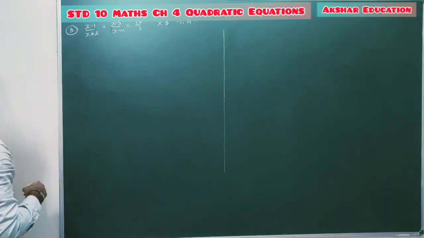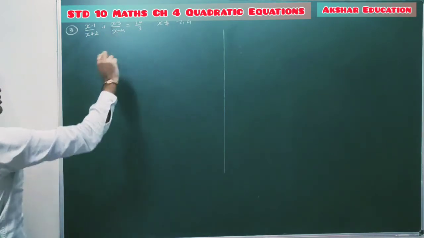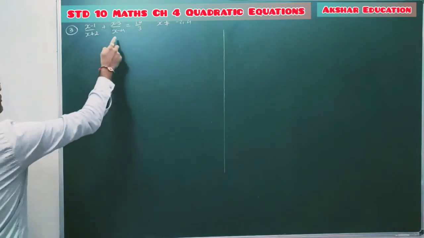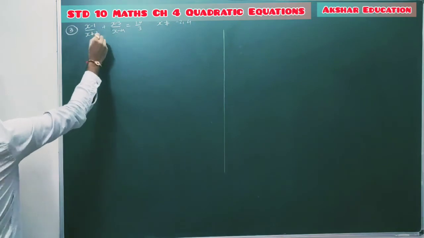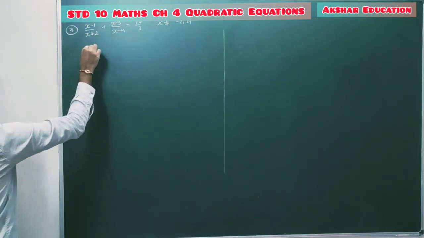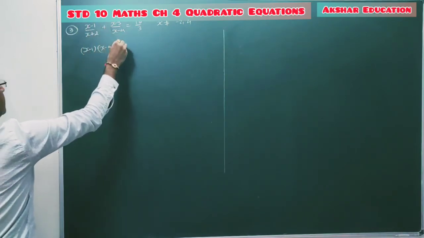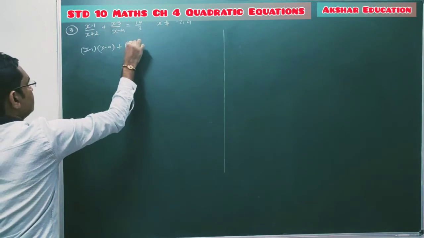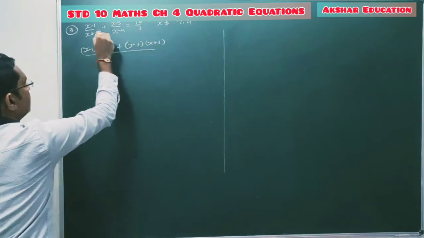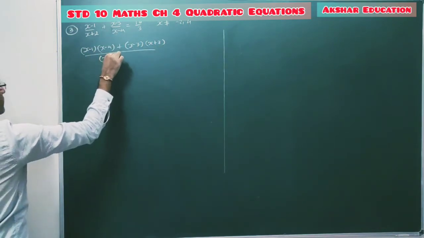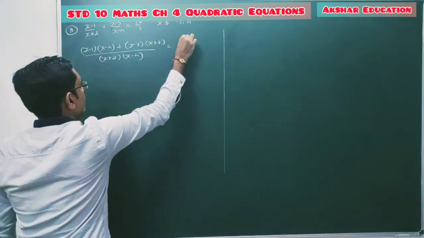Okay, now question number 3. We have to solve this equation by using the quadratic formula. So first you have to convert this given equation into the standard form of a quadratic equation. For the simplification, take x plus 2 and x minus 4 as the LCM. So cross multiplication: it will be x minus 1 into x minus 4 plus x minus 3 into x plus 2, whole divided by the multiplication x plus 2 into x minus 4, and this is equal to 10 by 3.